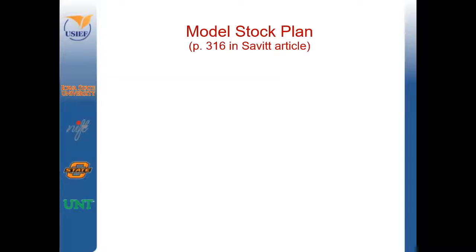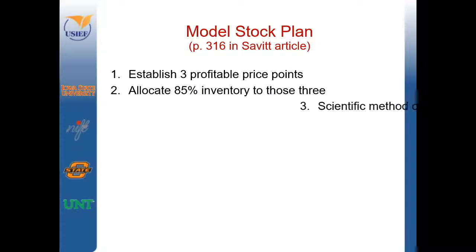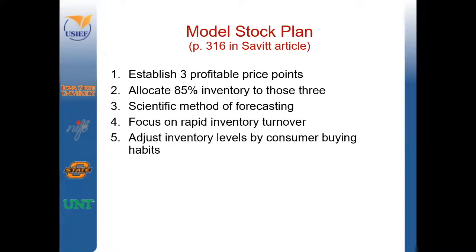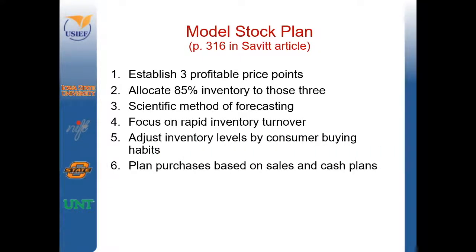The purpose of the model stock plan is to get the right goods at the right time in the right quantities at the right price. The model stock plan provides the means by 6 distinct steps, all closely related, and they form an integrated whole. The procedures are first to identify and determine for any class of merchandise the 3 key price points, the low, medium, and high, at which the largest quantity of merchandise can be sold and the greatest profit can be earned.